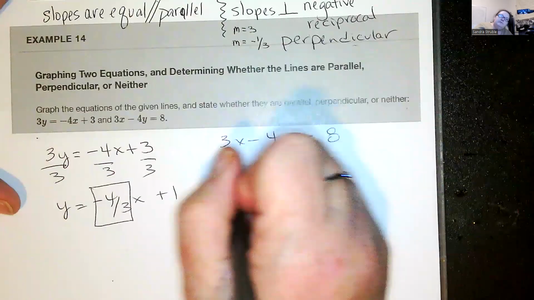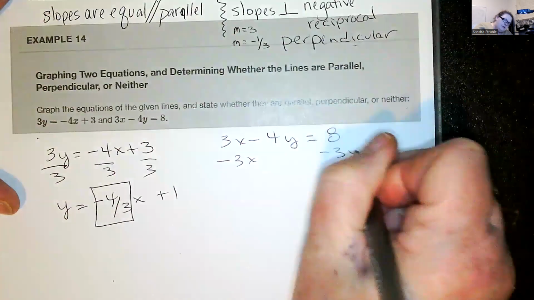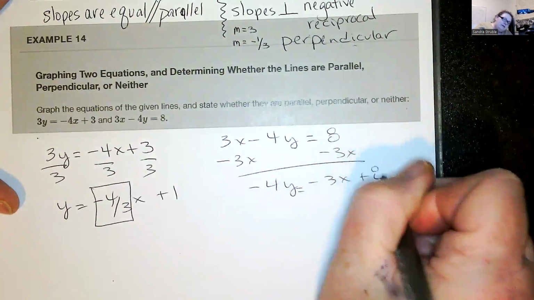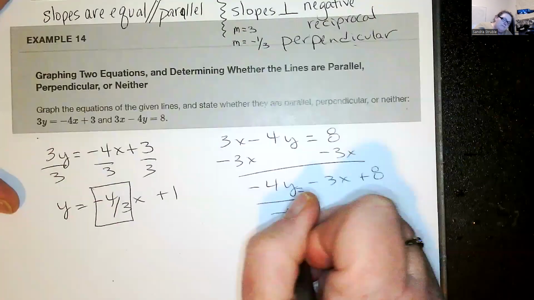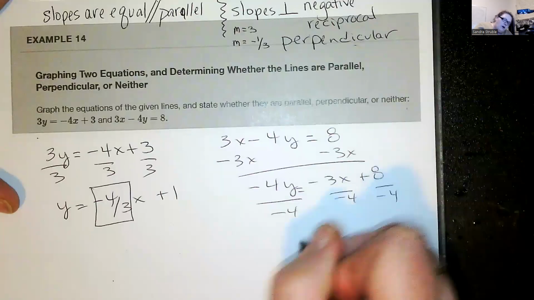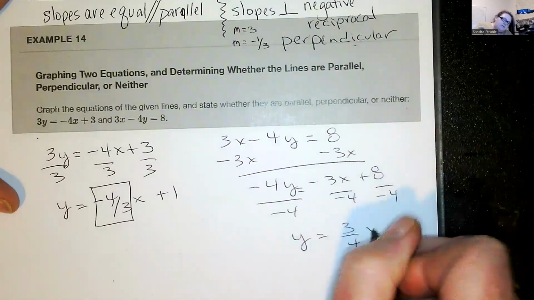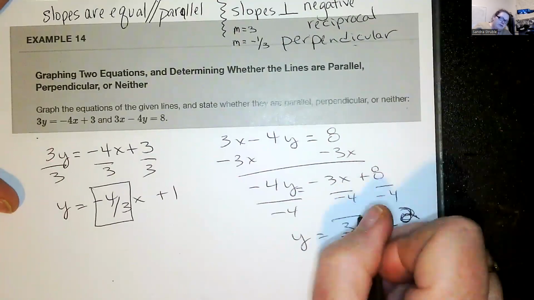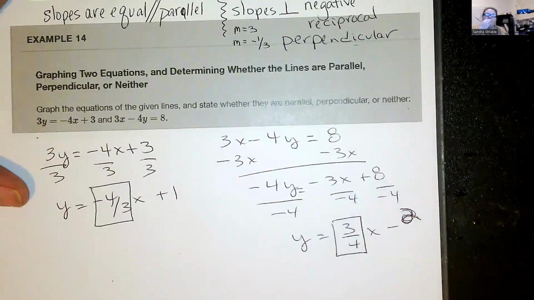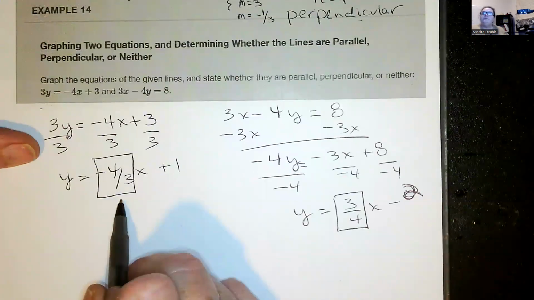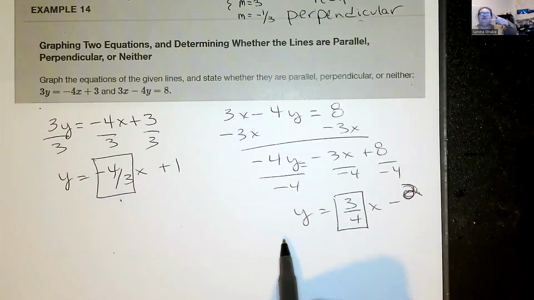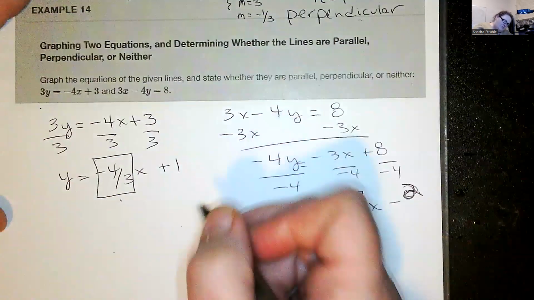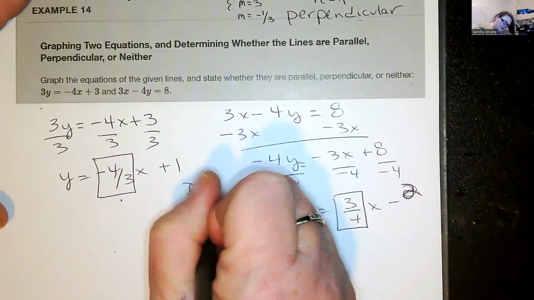And the other one, I'm going to subtract 3x from both sides. I get -4y equals -3x plus 8. Divide both sides by -4. And I get y is equal to 3/4 x minus 2. Doesn't really matter. Again, this is all I really care about. So one of them is -4/3. All right. And the other one is the negative reciprocal. So these are perpendicular, but we can draw them as well. So perpendicular.